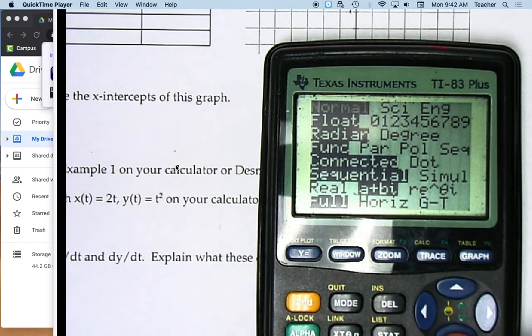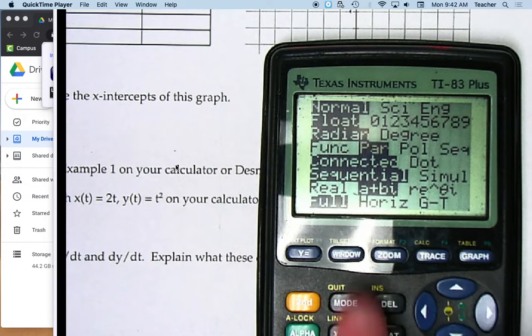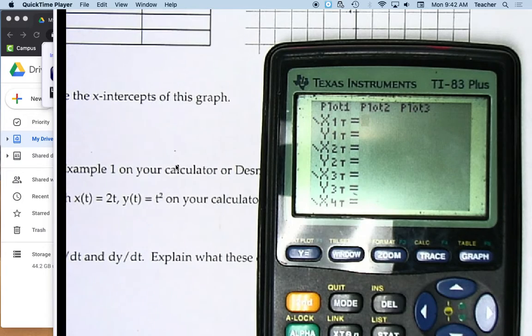So we're going to hit mode, we're going to go down to function, and we're going to change to parametric mode. And now when I hit the y equals screen, I see just what we expected to see, right? We can see a different equation for both the x and y, and it's got that little t there showing me that that's the variable.